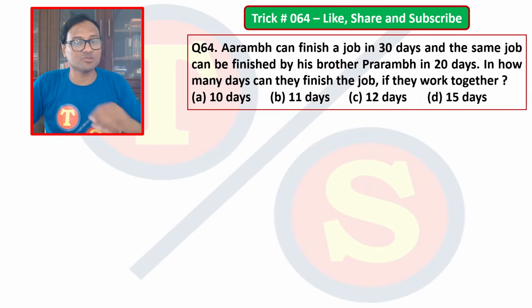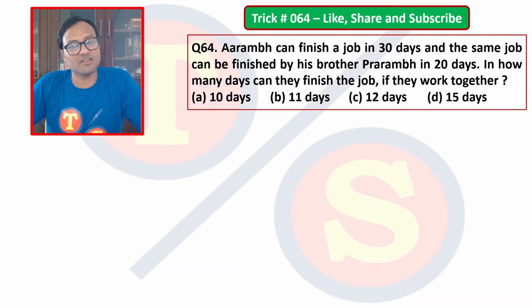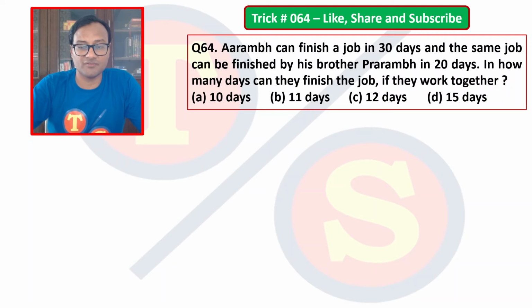After that, if I see question number 64. So question number 64 is again one of the very interesting questions, right? So definitely try to solve it. Arambh can finish a job in 30 days and the same job can be finished by his brother Prarambh in 20 days. In how many days can they finish the job if they work together?